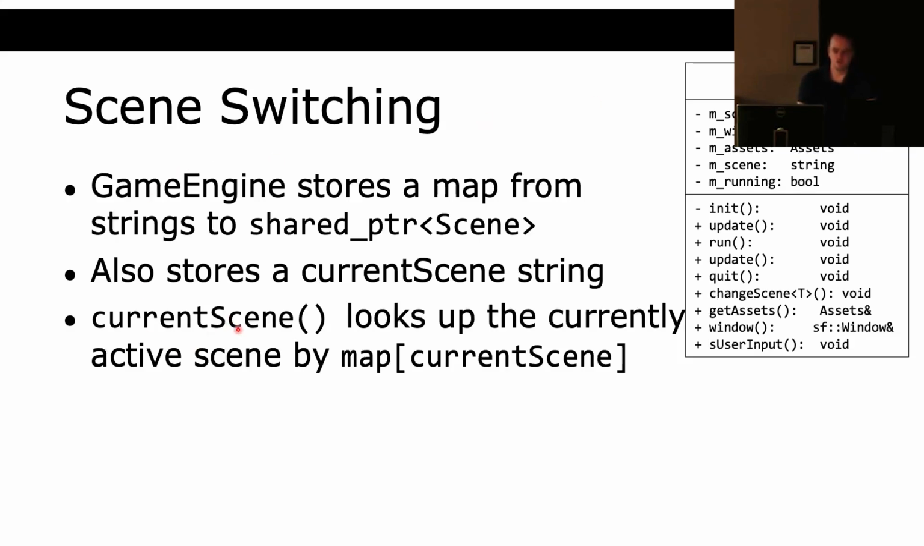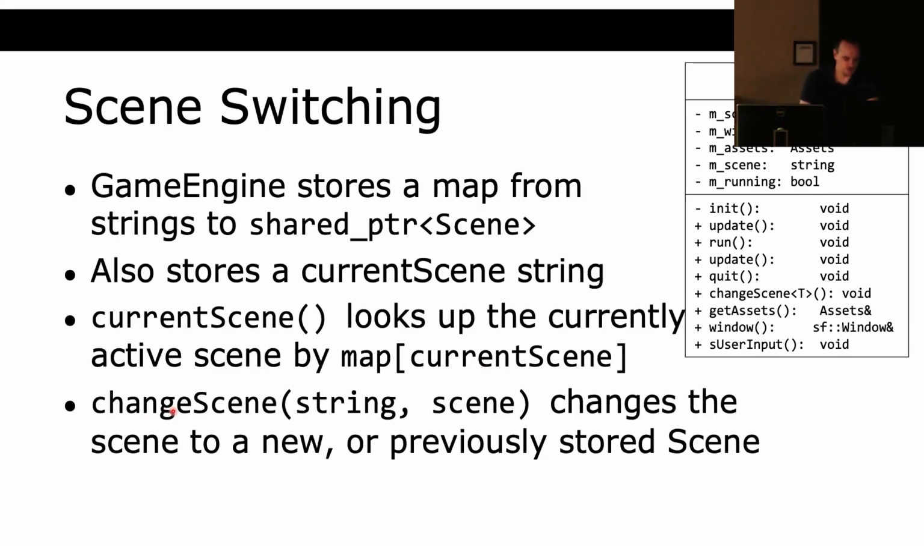And so we have a function, current scene, and what that does is it looks up the currently active scene, and then it calls that currently active scene's update function. So we know which scene we want to be performing right now, and it calls that update function. And so change scene string changes the scene to a new previously stored scene. And we can see here that this scene function is templated. So if we need to construct a new scene, we know what type of scene to construct, and we can just construct that there in that function.